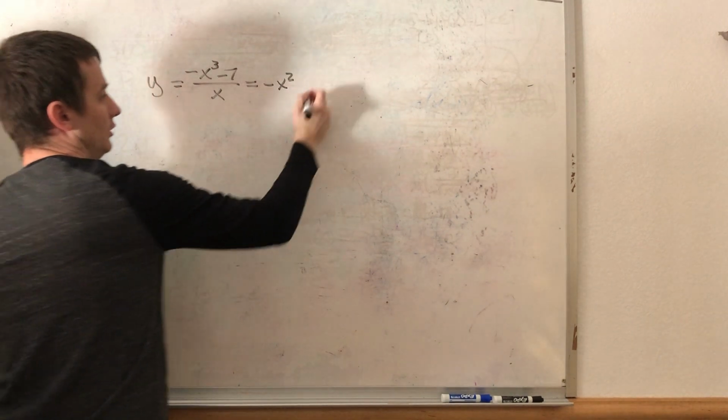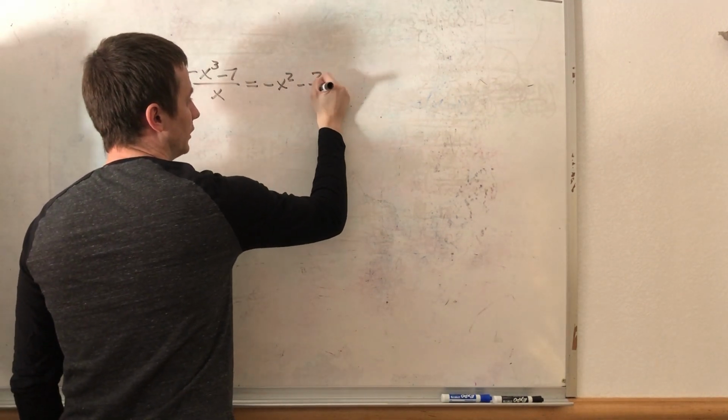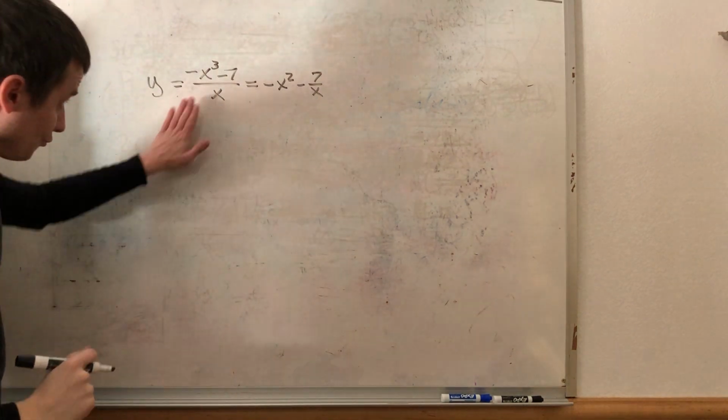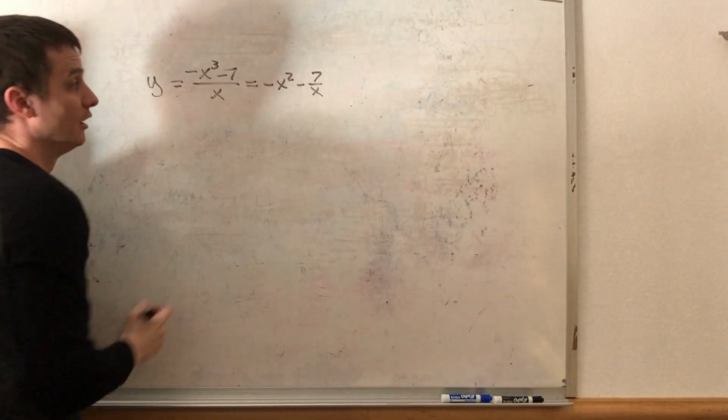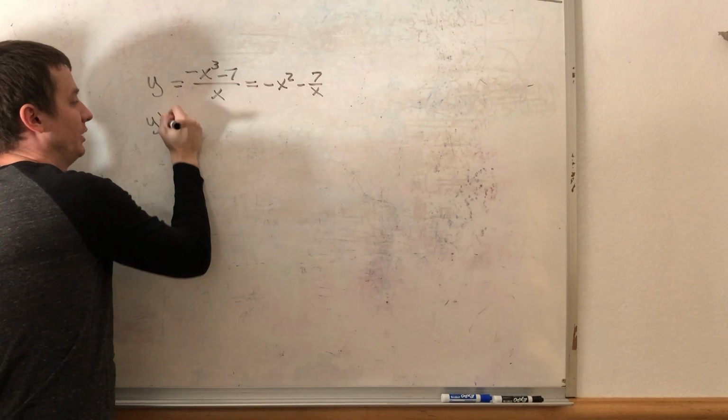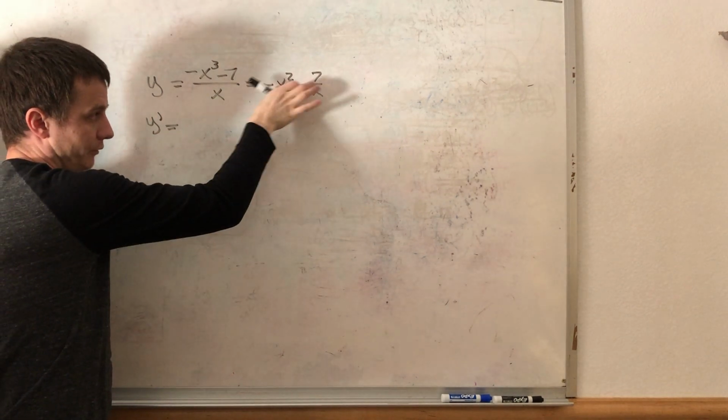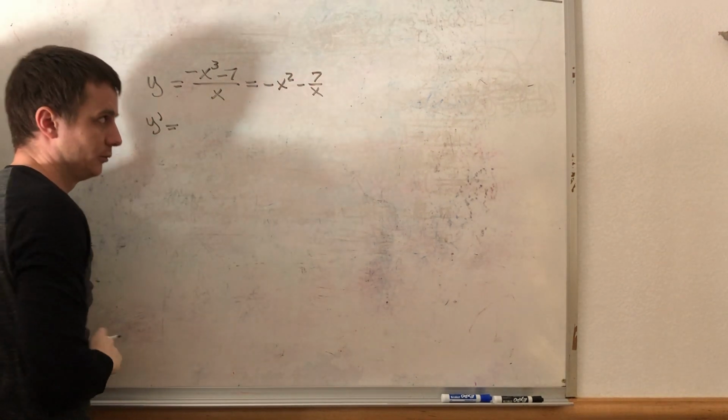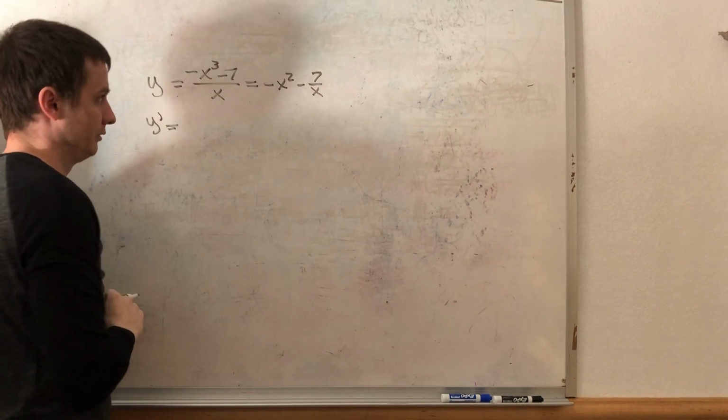For my second fraction, it's going to be minus 7 over x. Just rewriting this. Okay, so now y prime, my first derivative of this thing, is going to be the derivative of this term, and then the derivative of that term. The derivative of a difference is the difference of derivatives.